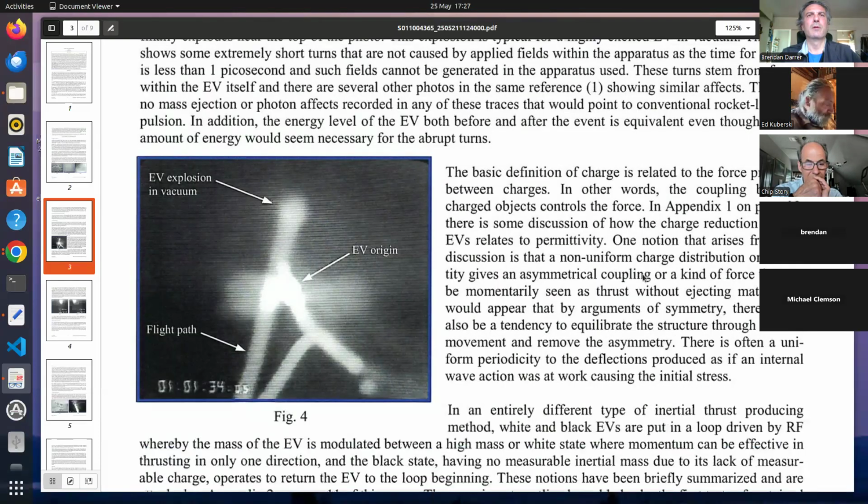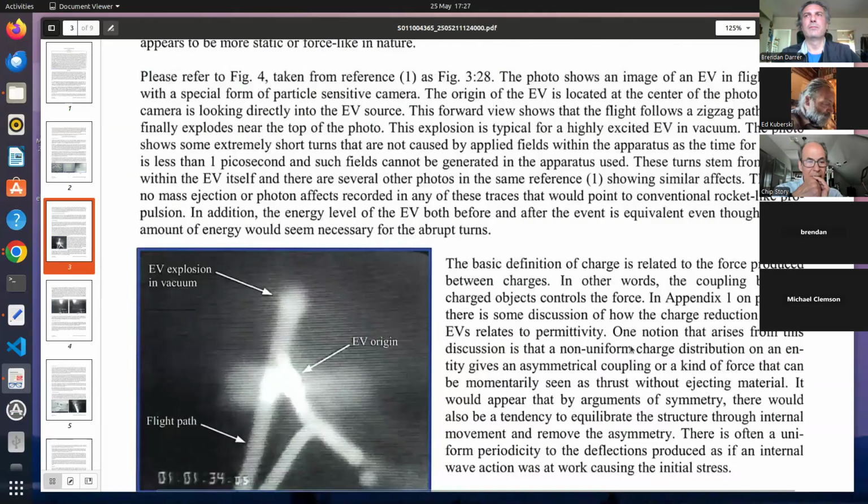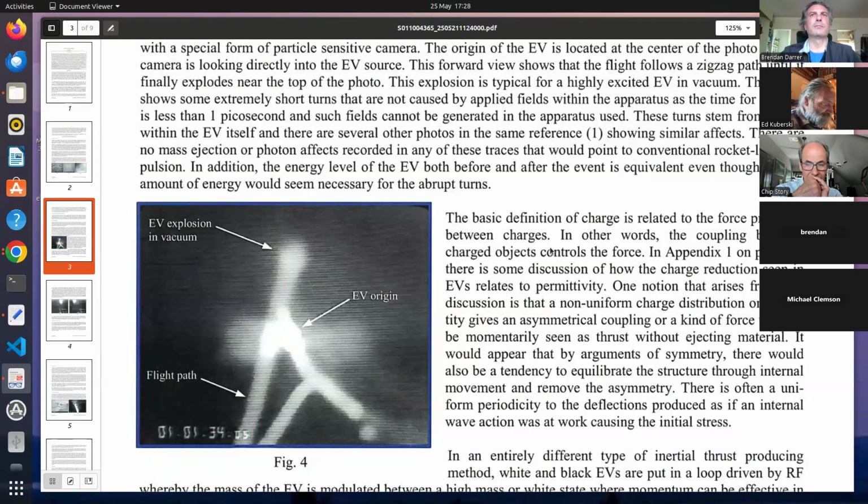This explosion is typical of a highly excited EV in vacuum. The photo shows some extremely short turns that are not caused by applied fields within the apparatus, as the time for the turn is less than 1 picosecond, and such fields cannot be generated in the apparatus used. These turns stem from forces within the EV itself, and there are several other photos in the same Reference 1 showing similar effects.